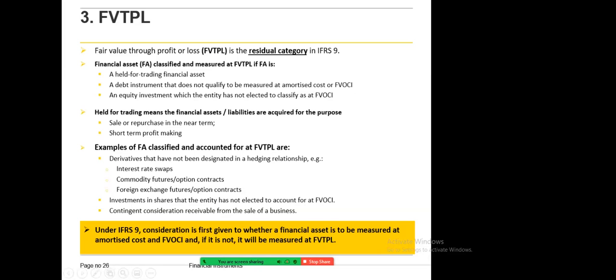If we take an example of the financial assets that are accounted for at FVTPL, like your interest rate swaps, commodities, futures, if you have any investment in mutual funds, that also will get covered under FVTPL.